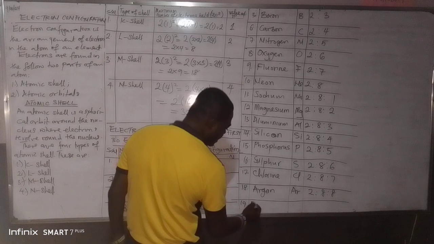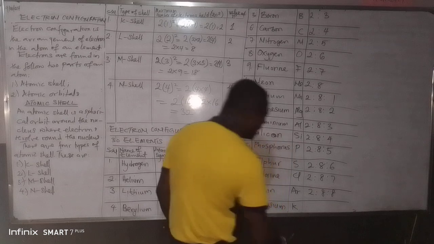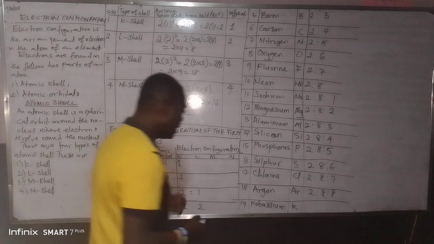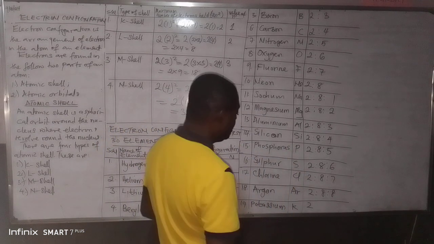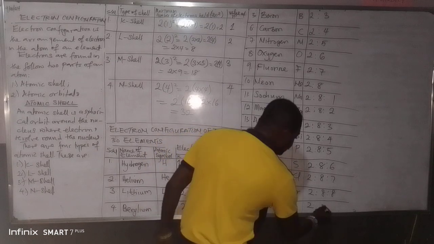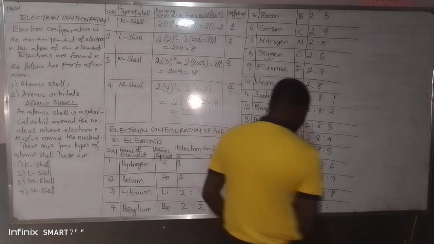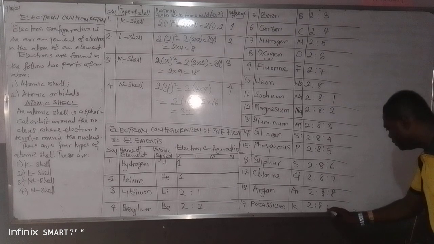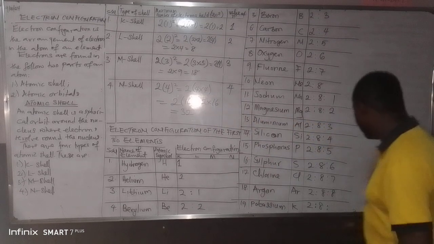Number 19, potassium. Now look at potassium. For potassium and calcium, something special happened. Now you have 19 electrons. 2 comes here. After 2, 8 comes here, making 10. So you're supposed to have 9. This 9 is supposed to stay at the next shell, which is the M shell, which can carry 18. So 9 is supposed to come here.